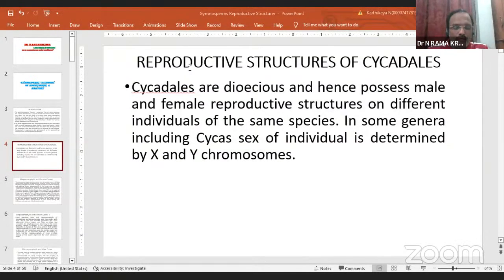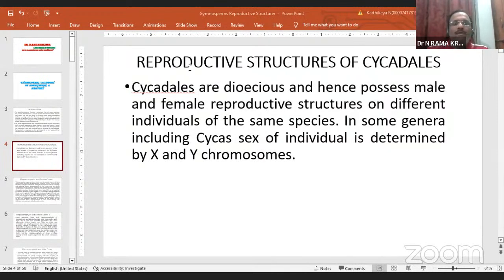The female gametophyte development is monosporic, that is, development of the gametophyte takes place by division of a single functional megaspore, but in Welwitschia and Gnetum it is tetrasporic. In these genera, the functional megaspore nuclei divide without wall formation. Okay, so these are the male and female reproductive organs.